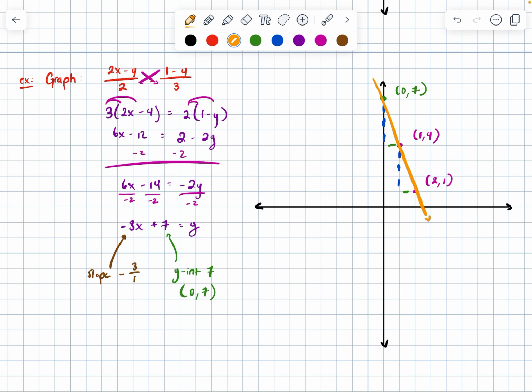Let's draw our line through these points. We're going to pretend that this line looks really good and is really straight and is really nice. There we go. Here's our graph. Let's label our axes, y and x. And there we go. We're Gucci. We've got the graph of y equals negative 3x plus 7.